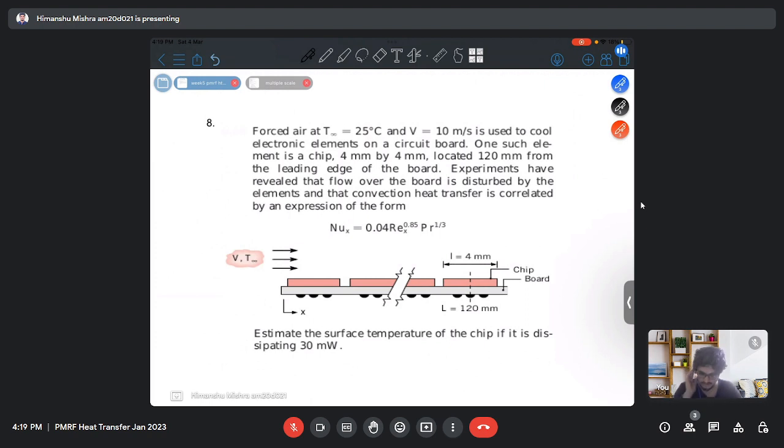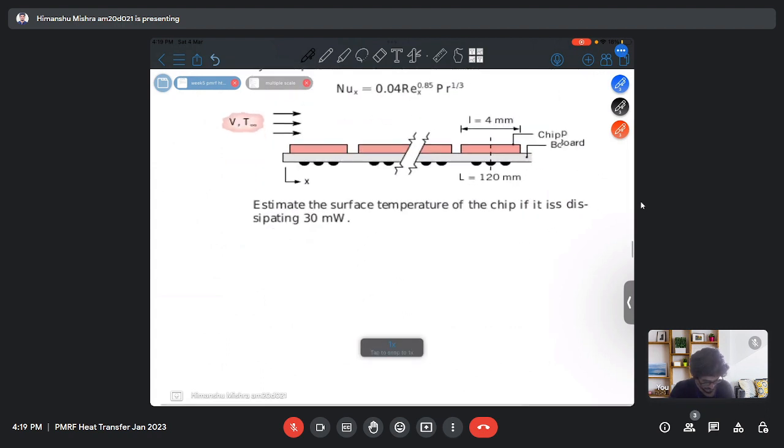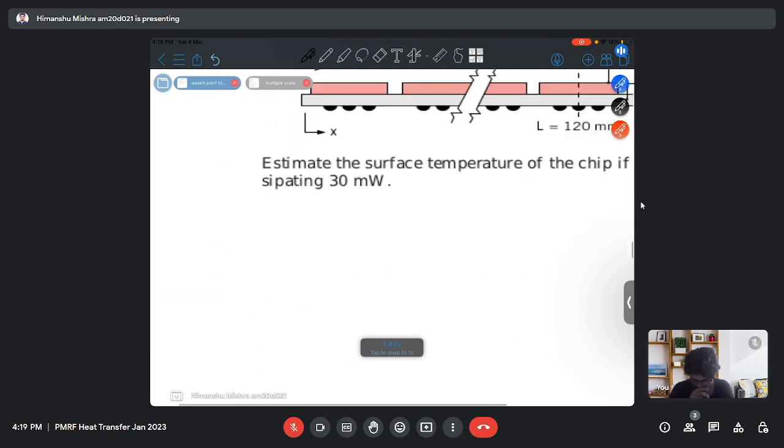So again here in this question we can just directly use the Prandtl number and the properties of the flow from the handbook, and we need to determine the surface temperature if the dissipation is given as 30 milliwatt. So let me write the properties of the fluid here.